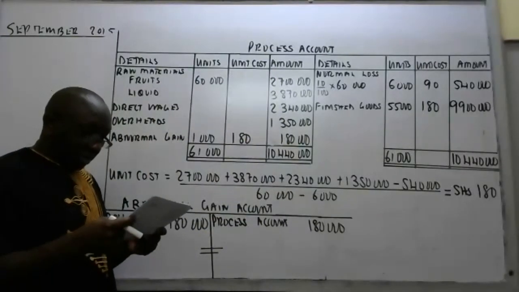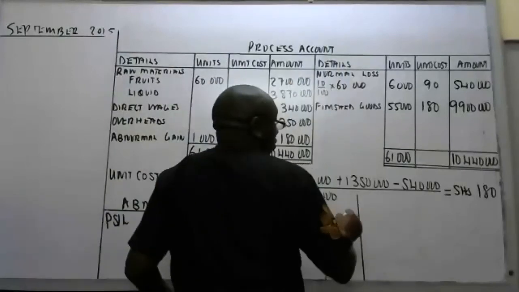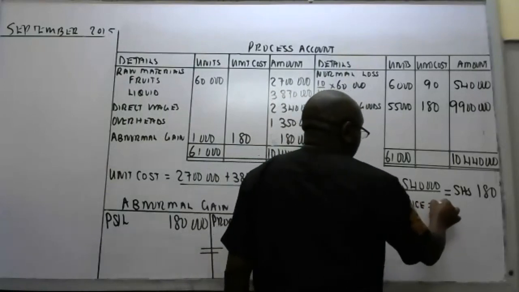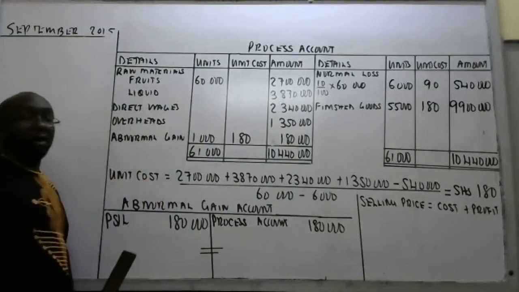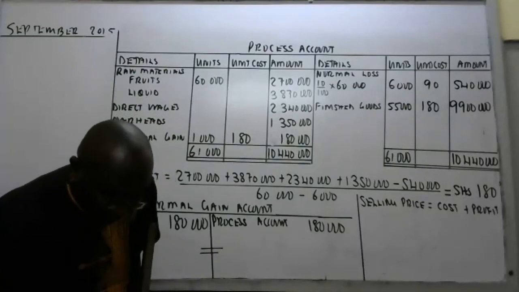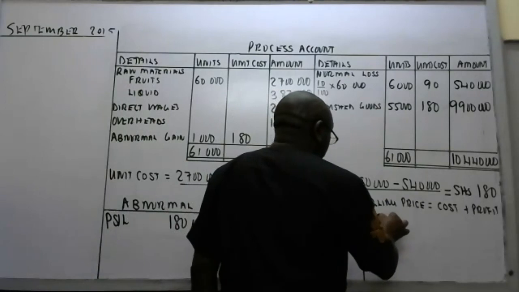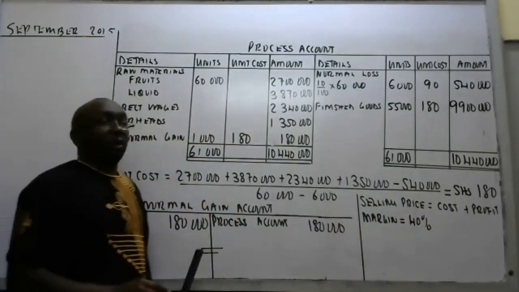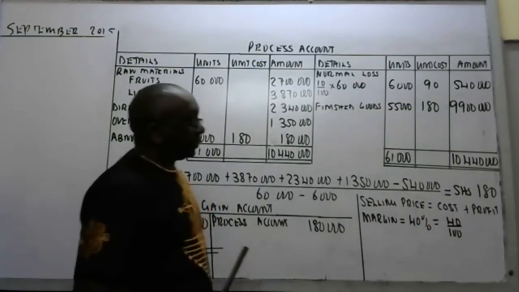Now from this one, the selling price per liter. So we will need to come here and say we know that selling price, if you are told to get the price, is the cost plus the profit. We are looking for selling price, the cost plus the profit. So we are told this company is earning a margin of 40%, which is 40 out of 100. Or you can say 12 out of 50.